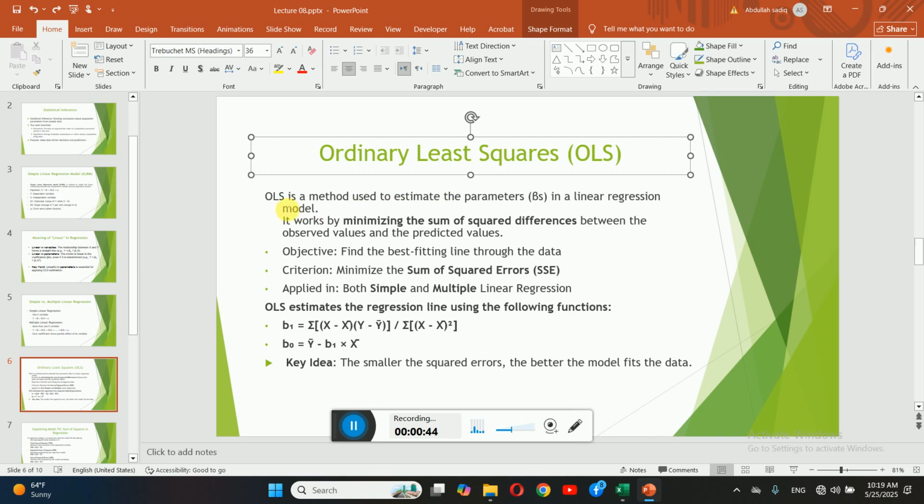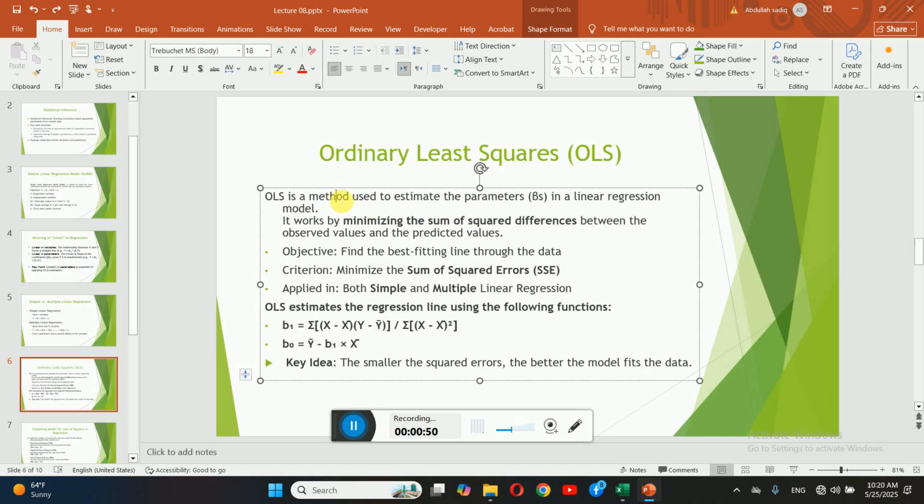Simply, OLS is a method used to estimate the parameters in a linear regression model. So first you should learn it's a method, and this method is used just to estimate the parameters. We have different types of population parameters, such as mu for the population mean, and rho for correlations. But in the case of the linear regression model, we have the slope, which is beta 1, or the coefficient. This is the parameter in regression analysis.